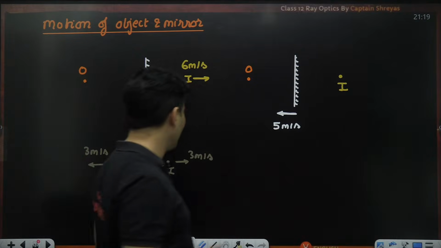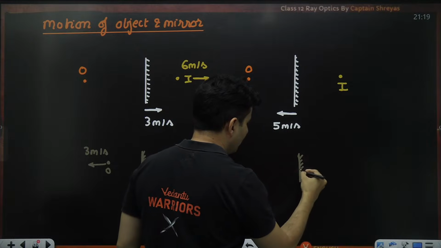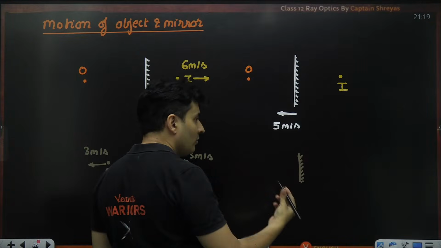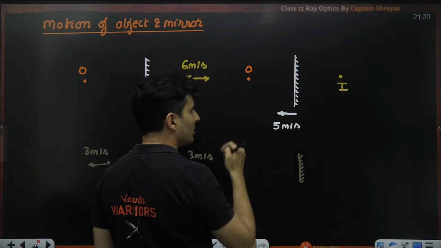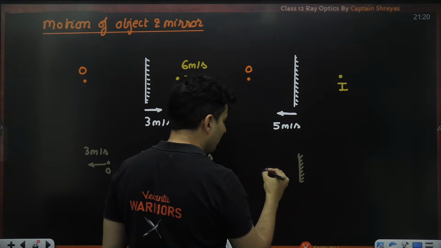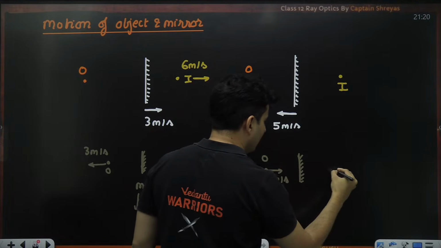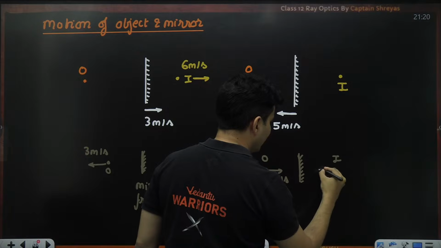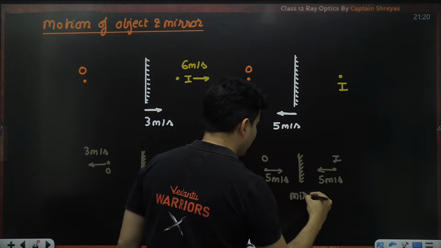How about this scenario? The logic is again the same. If you look at it from the mirror perspective, the mirror is coming close to the object. So the object will come close to the mirror at the same speed. Hence, the image will go like this at the same speed for the mirror perspective.